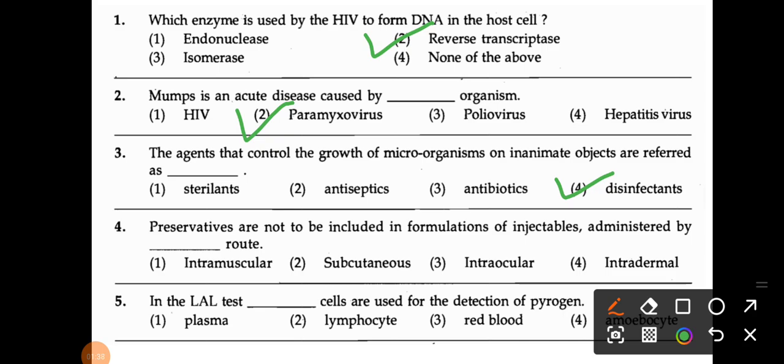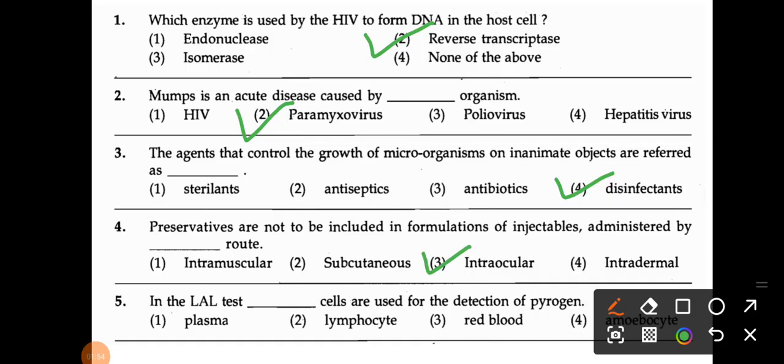The next question, fourth one. The preservatives are not to be included in the formulation of injectables. The options are intramuscular, subcutaneous, intraocular and intradermal. So the correct answer is the intraocular.